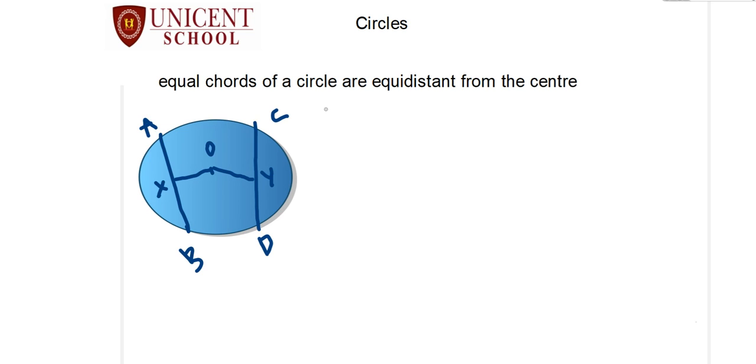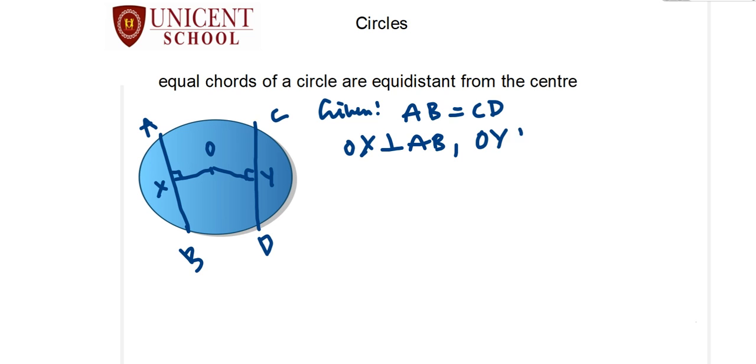So what is given in this theorem? It is given that AB is equal to CD, and OX and OY are perpendiculars. That is, OX is perpendicular to AB and OY is perpendicular to CD. This is what is given.